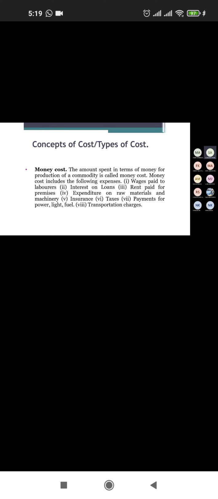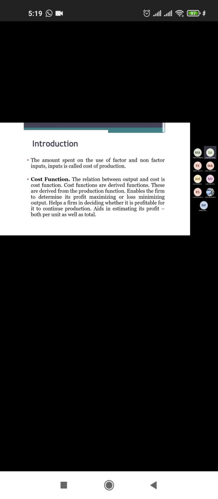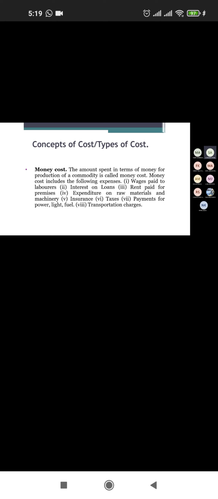Here, students, in the last slide we discussed what is meant by cost of production and cost function. So the relationship between the output and cost function is clear. Here, factor cost and non-factor cost. Factor cost means the cost of the wage rate on labor, the interest rate on loan, and rent for land. This is called the factor cost.